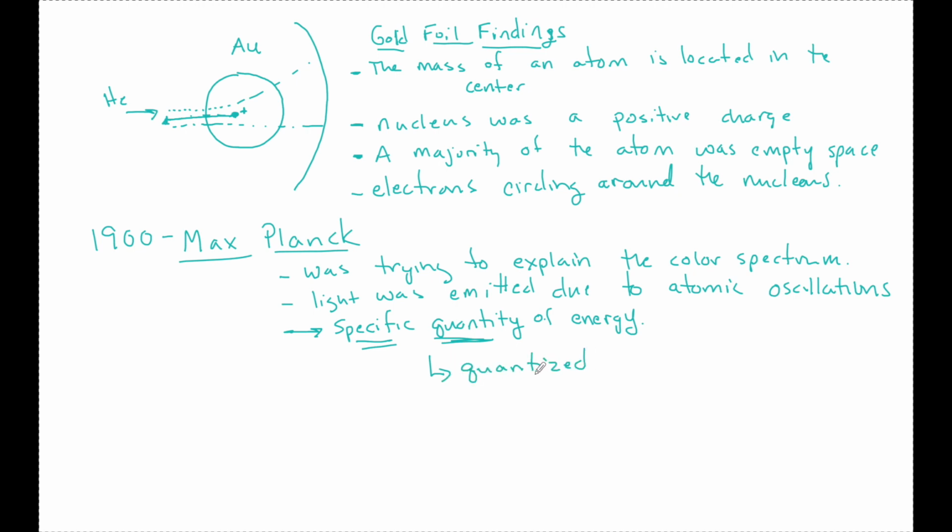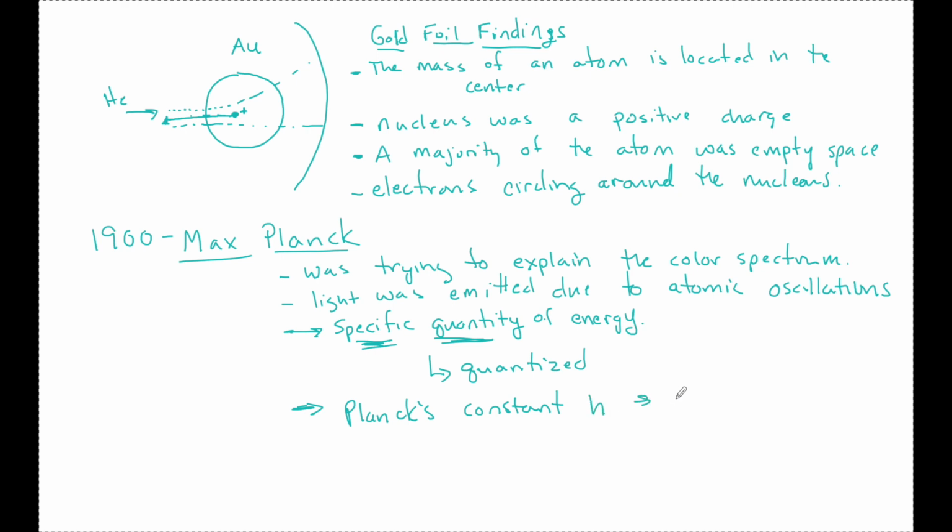So when you see this word quantized, or when somebody uses it, if I were to say that the atom is quantized, that just means that it has a specific quantity of energy. That's all quantized really means. But more importantly, he created a mathematical relationship for these oscillations. And that relationship was based on a constant which is now known as Planck's constant. Now, Planck's constant is known as an H.